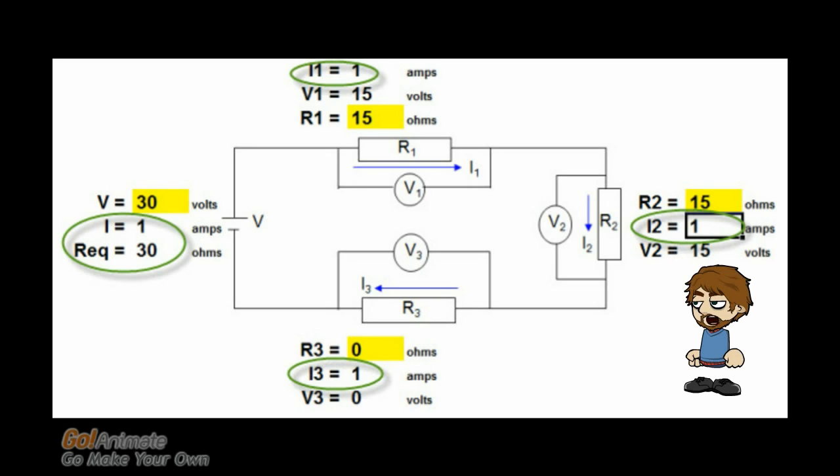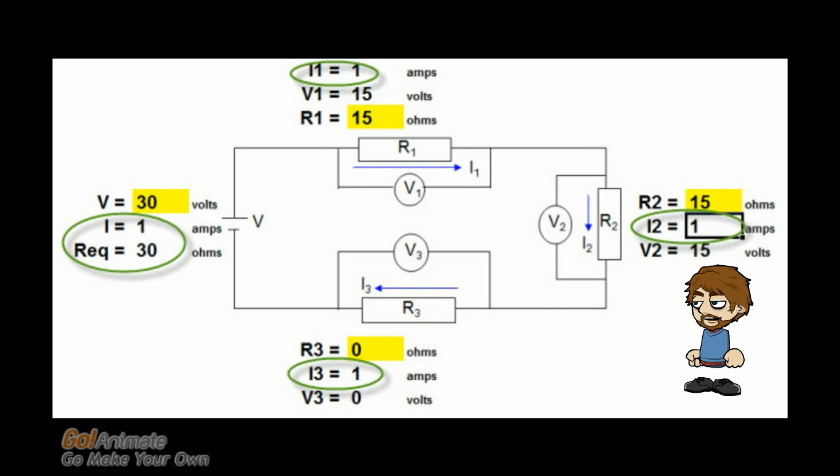Notice that there is only one path for current to follow as it flows through the circuit. It leaves the battery in a clockwise direction, passes through resistor number 1, passes through resistor 2 and then goes back to the battery. At all locations in this circuit, we have the same current value. In this case it is 1 amp. This is because there is only one path. We call this a series circuit and its most important feature is that the current has the same value everywhere in the circuit.